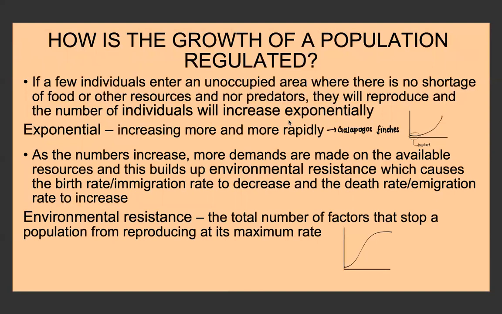Let's say we start with two individuals, a male and a female. Let's say we're talking about cats. If two cats, a male and a female, enter an unoccupied area, so there's no other cat there, there's no shortage of food, for example mice and milk and water, no shortage of other resources, and there are no predators, nothing killing the cats, then these cats will reproduce and the number of individuals will increase exponentially. So the first two cats will reproduce.